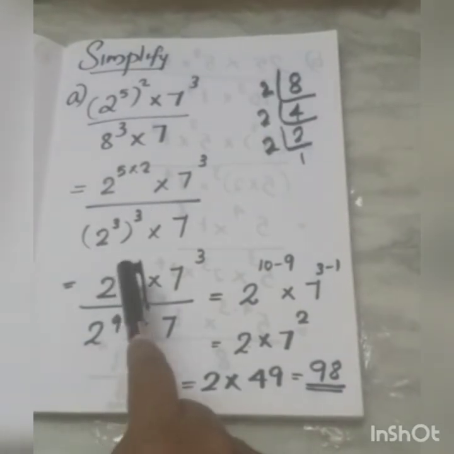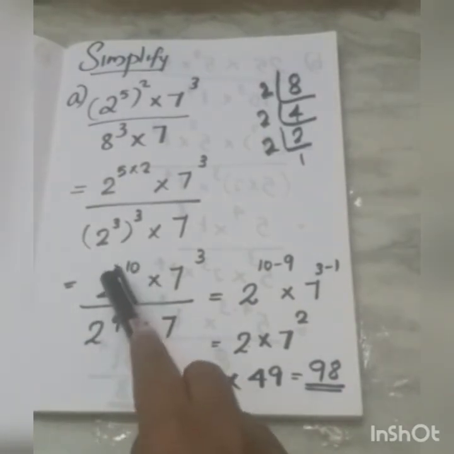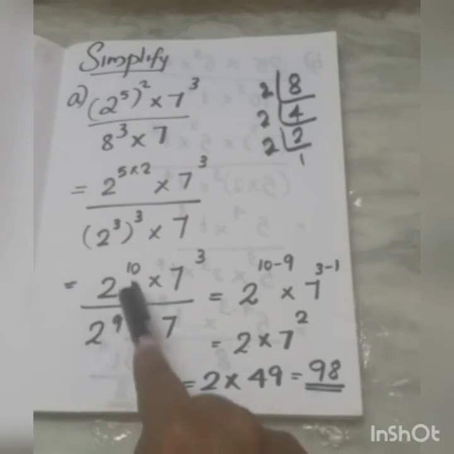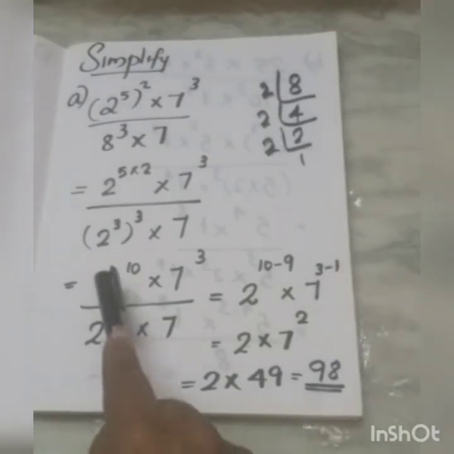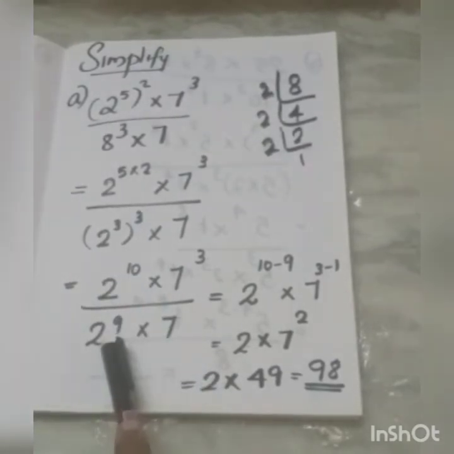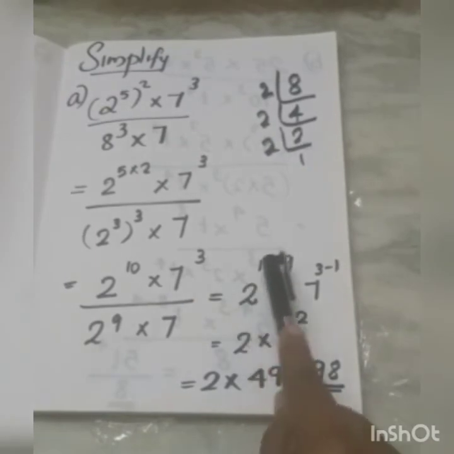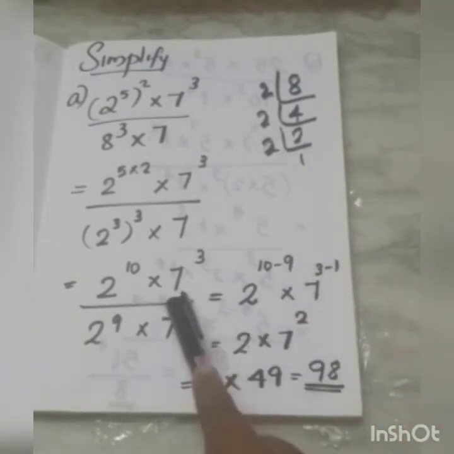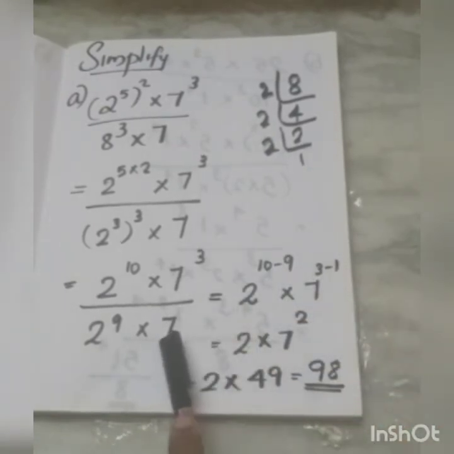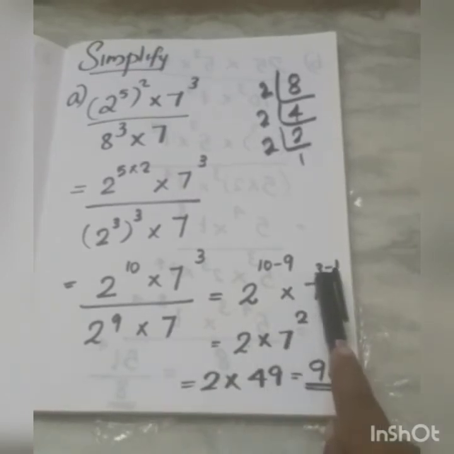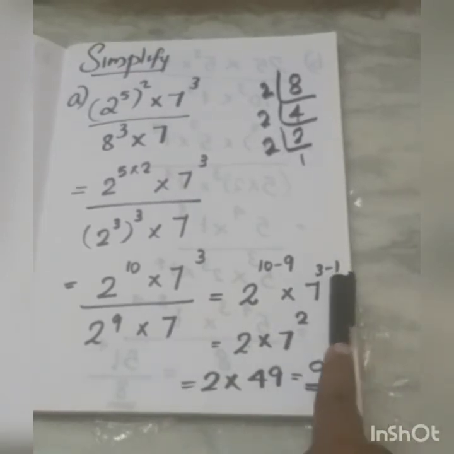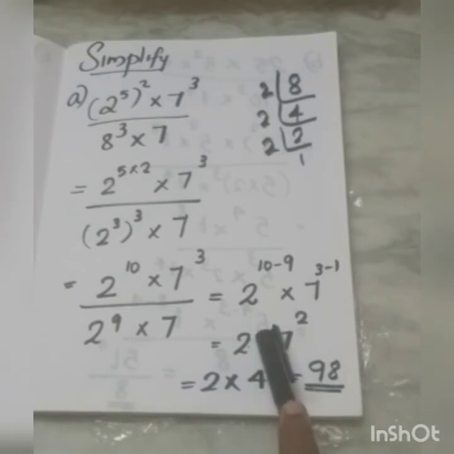Now we have exponents with the same base, and we are dividing here. So we are applying that law. That is 2 raised to 10 divided by 2 raised to 9, we will have 2 raised to 10 minus 9. Again, 7 cube divided by 7, that is 7 raised to 3 minus 1. So we applied the rule of dividing exponents with the same base.